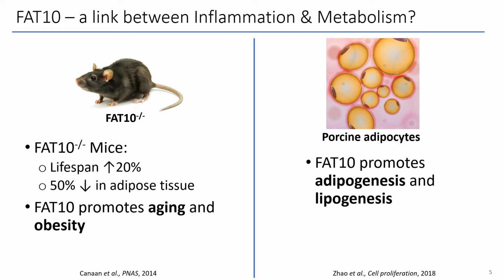Interestingly, apart from being a link between inflammation and cancer, FAT10 also seems to be a link between inflammation and metabolism from two separate studies. In the first study, when FAT10 was knocked out from mice, these mice lived 20% longer and were much leaner, suggesting that FAT10 promotes aging and obesity. Congruent with this, the second study showed that FAT10 promotes adipogenesis and lipogenesis in porcine adipocytes.